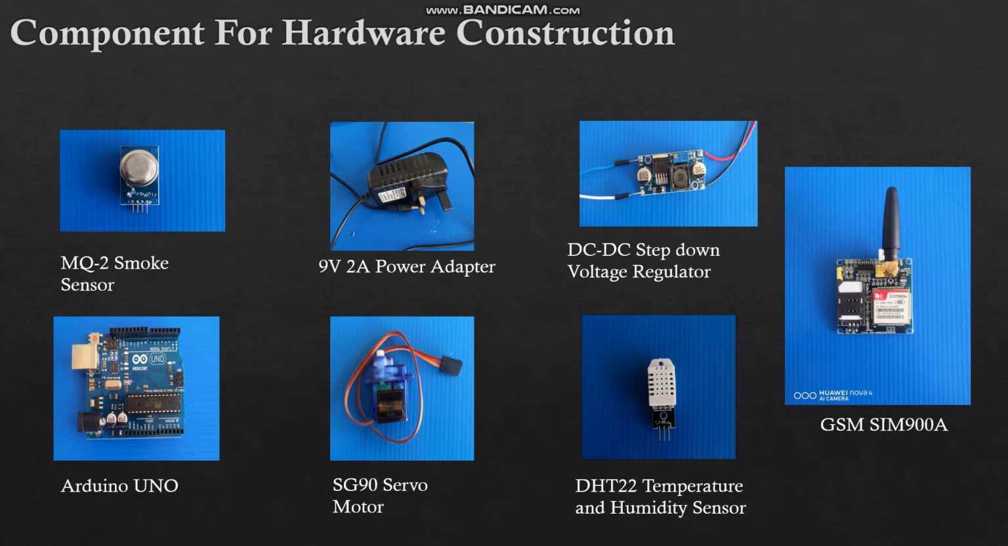The reason that we use a 9V 2A power adapter and a DC to DC step-down voltage regulator is because GSM SIM 900A requires 5V 2A voltage and current as input. So we need to use a 9V 2A power adapter to supply 2A to GSM SIM 900A and use the DC to DC step-down voltage regulator to step down 9V to 5V.